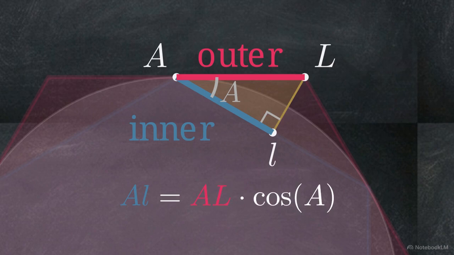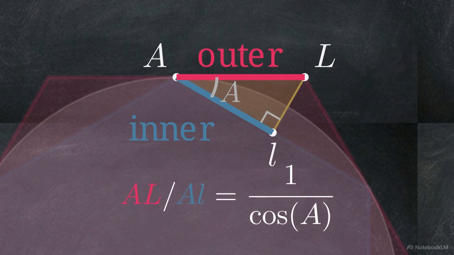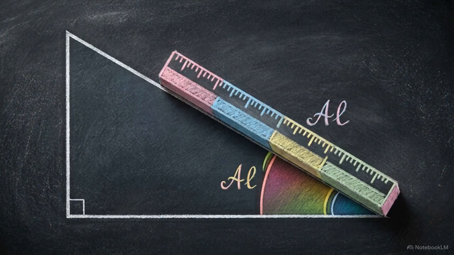The relationship between these boundaries is trigonometric. The inner chord AL equals the outer tangent AL multiplied by the cosine of angle A. Rearranging this gives us the ratio of the segments. AL divided by AL equals 1 over the cosine of A. This ratio represents the relationship between the outer and inner boundaries of the slope.